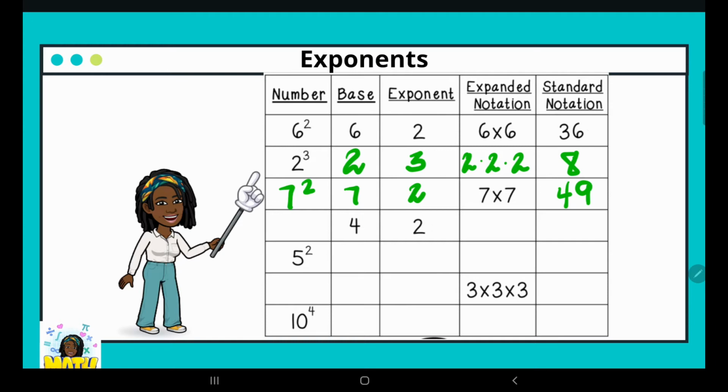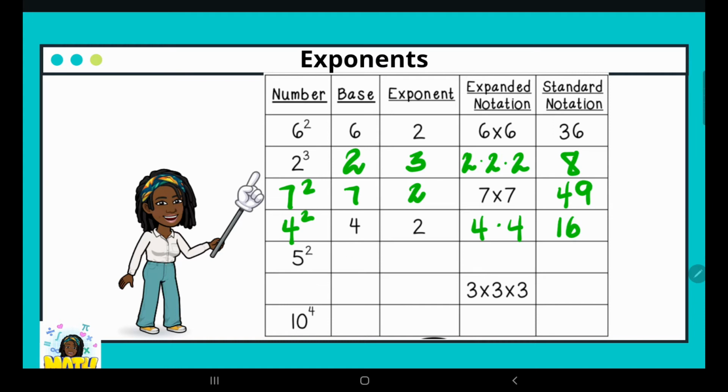Now here we're given our base and our exponent. We can put those together. That's 4 squared. And then when we write it in expanded notation, we have 4 times 4. 4 times 4 is 16. That's another perfect square, right? Which makes sense because the number is being squared.